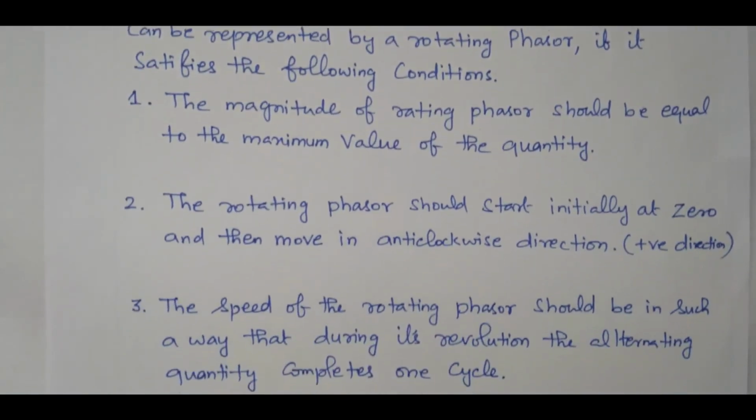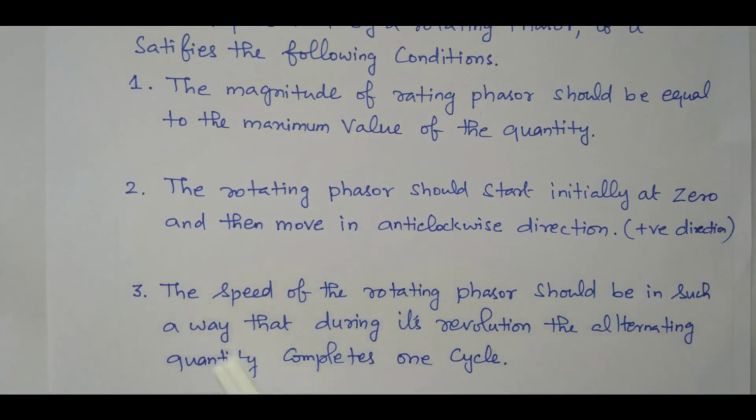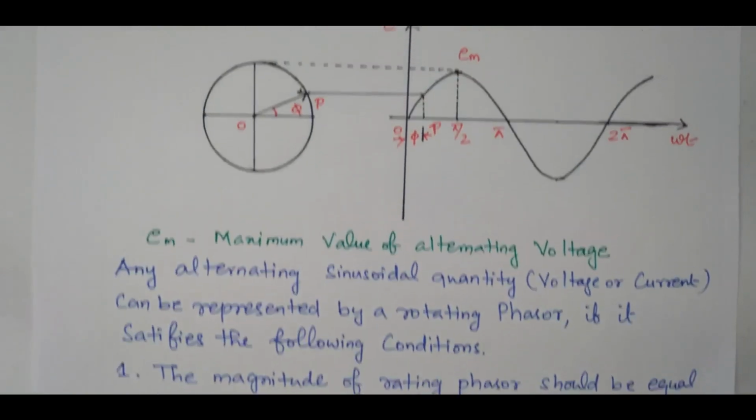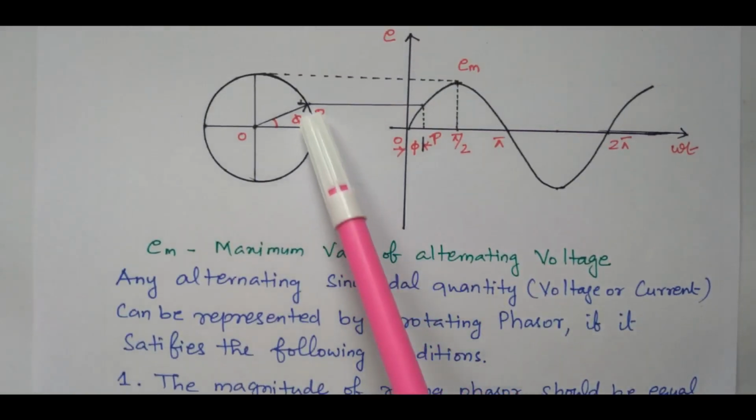Then the third condition: the speed of the rotating phasor should be such that during its revolution, the alternating quantity completes one cycle. While the rotating phasor makes one full rotation, the alternating quantity should complete one cycle. So that is also satisfied.